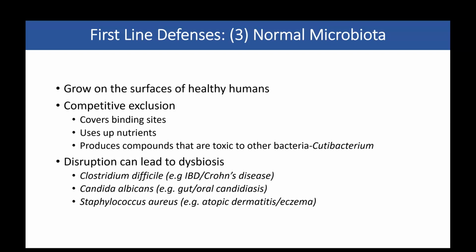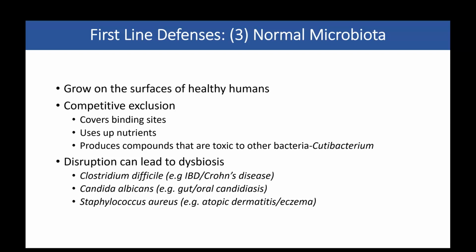So an often overlooked aspect of our first line of defenses is the bacteria that normally inhabit our body. Remember that we're covered in bacteria. We have bacteria everywhere, on us, in us, on any surface that's considered external. There's bacteria that we call commensal. That means that they live with us, they don't cause us problems, and they actually help us in many ways. And the big way that they help us is through competitive exclusion.